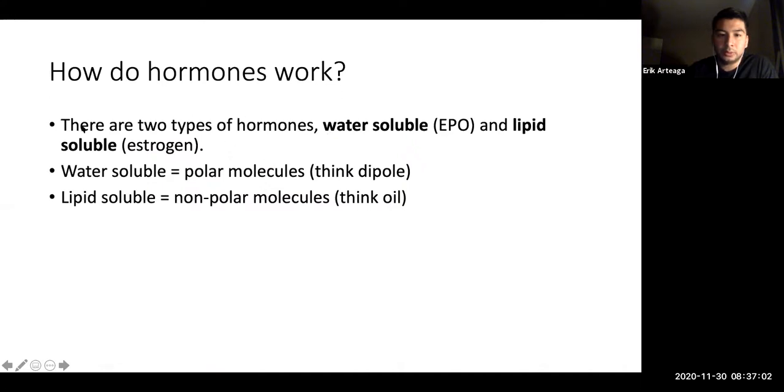All right. So how do hormones work? Again, there are two types of hormones. There's water soluble, such as EPO or glucose or insulin or glucagon. Those are all going to be water soluble. Or you have lipid soluble hormones, which are estrogen or progesterones or testosterone. So remember, if they're water soluble, think dipole. If they're lipid soluble, think oil soluble. Oil and water do not mix.